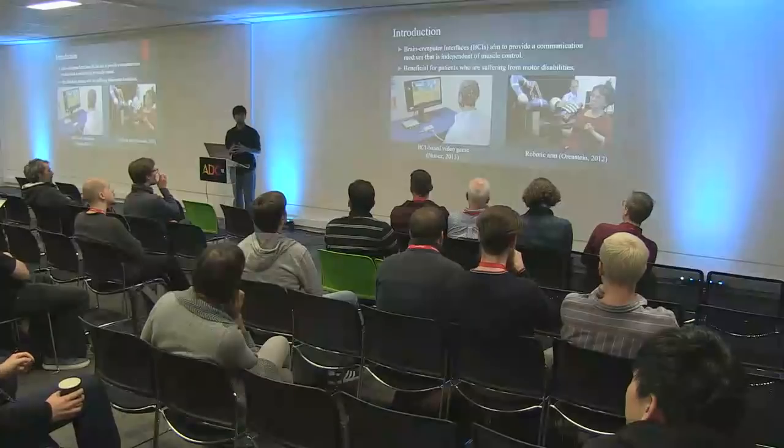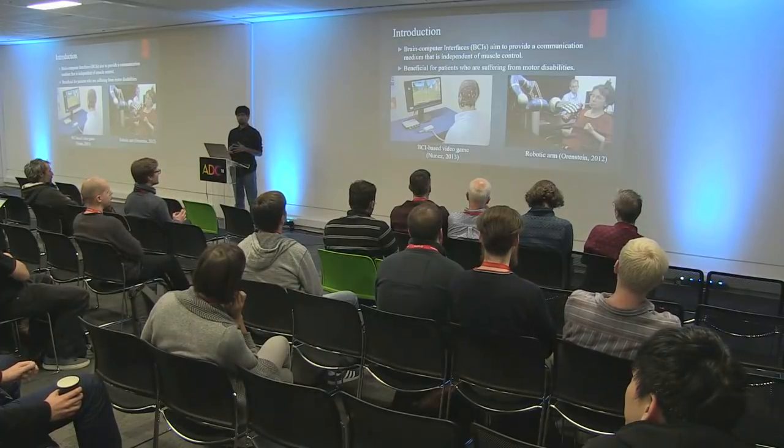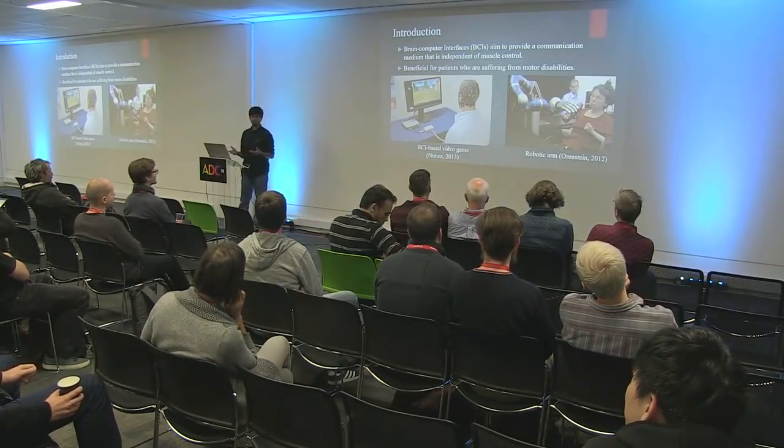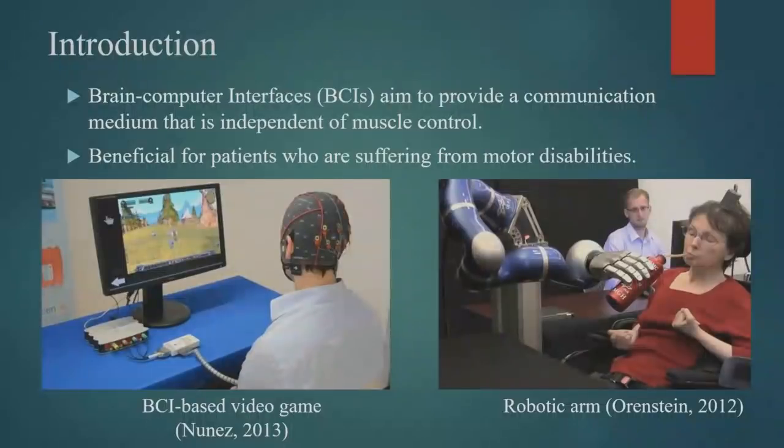So conventionally, for us to control any sort of computer interface, we require muscular power in some form or the other. For example, controlling a mouse cursor with the help of a mouse, or typing in text with the help of a keyboard, or even using devices that recognize your speech. Brain-computer interfaces, also known as BCIs, aim to provide a communication medium that is independent of muscle control.